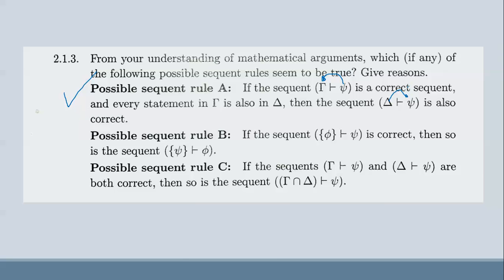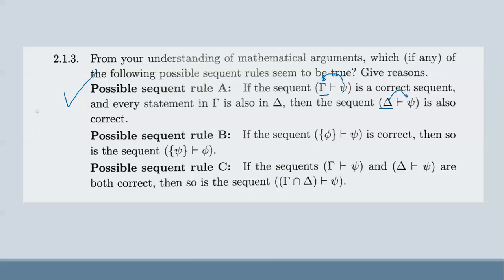You may be concerned, what if delta has some extra stuff in gamma that we don't really want? Because remember, these are sets. Delta and gamma are sets. So you may think, well, what if gamma doesn't have some extra junk and delta does have it? Well, we don't really care if it does. The reason is because what it meant to be a correct sequent, remember, was just that.